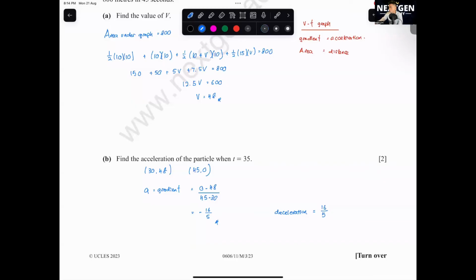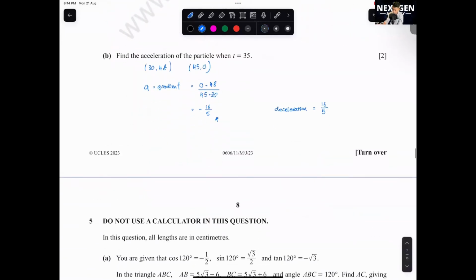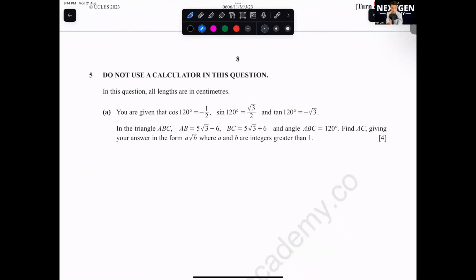Okay, let's go to question 5. Do not use a calculator in this question, okay? Use the almighty calculator when you all do this. So you are given the values of cos 120 and sin 120.